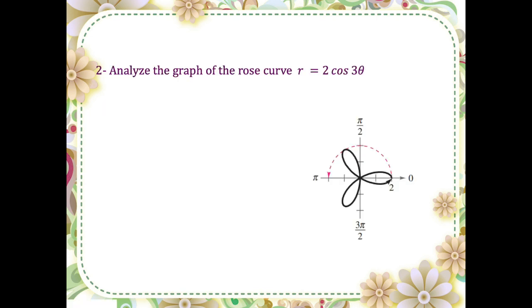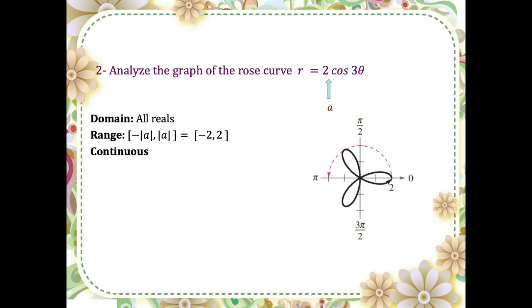Second, analyze the graph of the rose curve r equals 2 cosine 3 theta. Domain: all reals. Range is between negative absolute value of a and absolute value of a. Since a is equal to 2, then our range is between negative 2 and 2 inclusive. The graph is continuous and it is symmetrical about the x-axis.